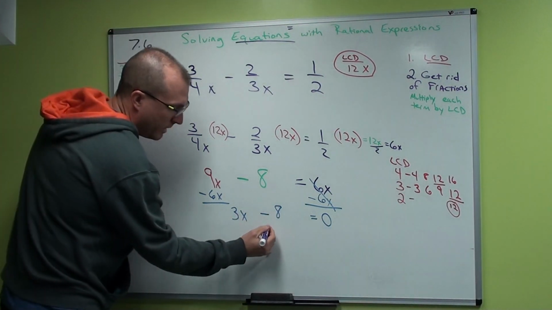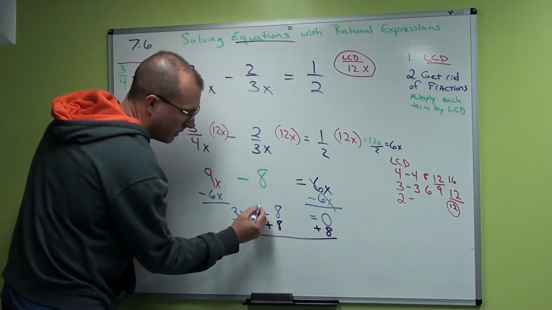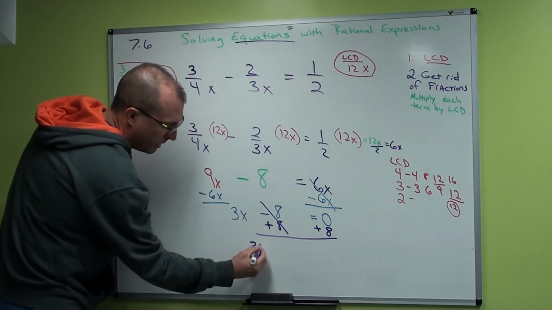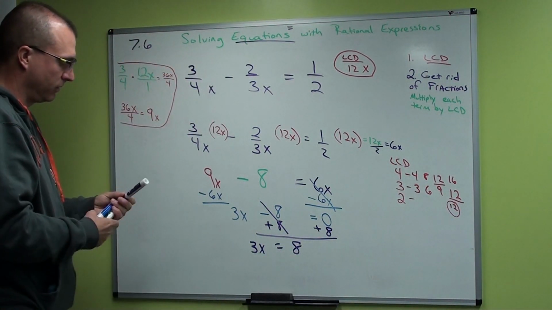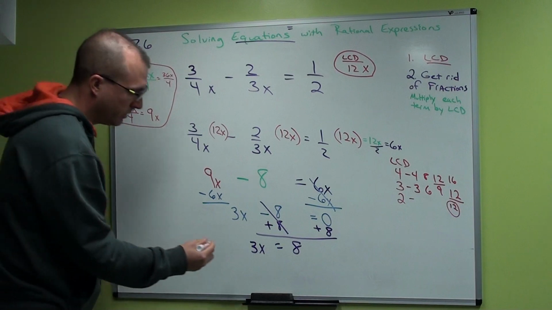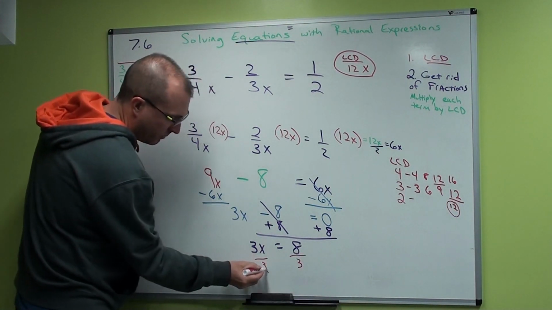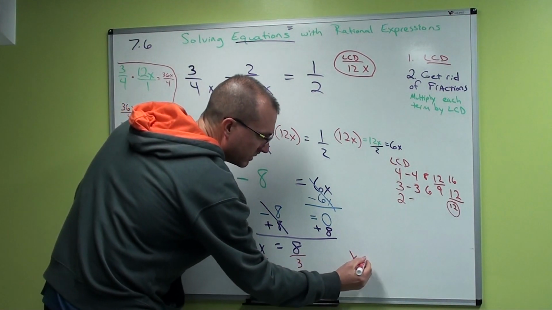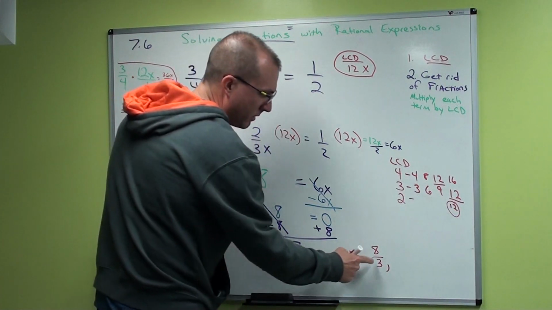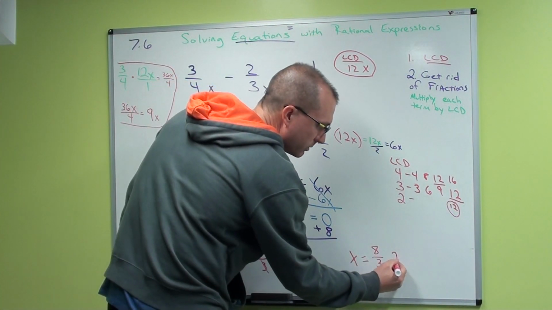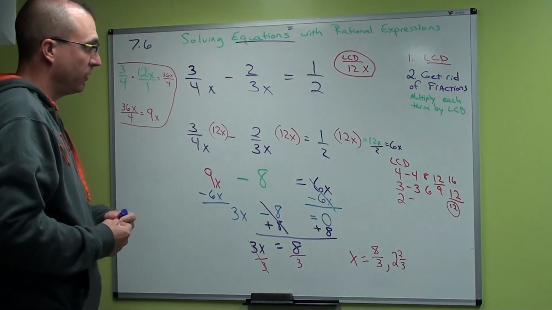So we move our 8 over next. Plus 8, plus 8. The 8's cancel. We get 3x is equal to 8. And then we divide by 3. Divide by 3, divide by 3. The 3's cancel. We get x is equal to 8/3, or this would be 2 2/3. And then you're done. That's it.